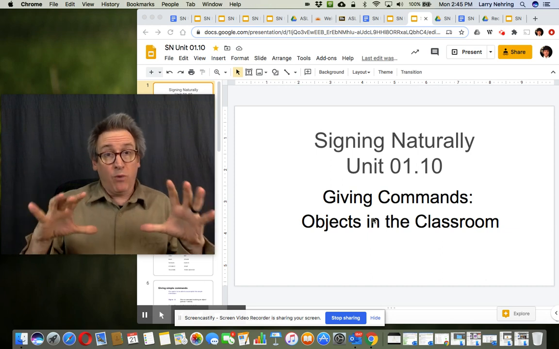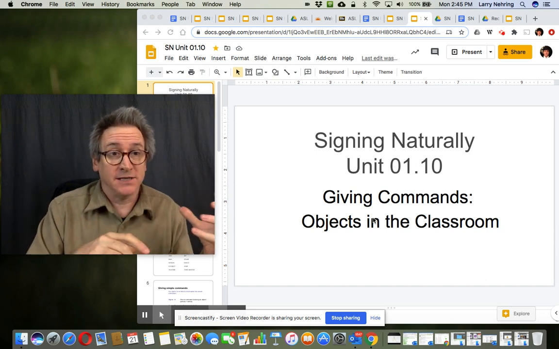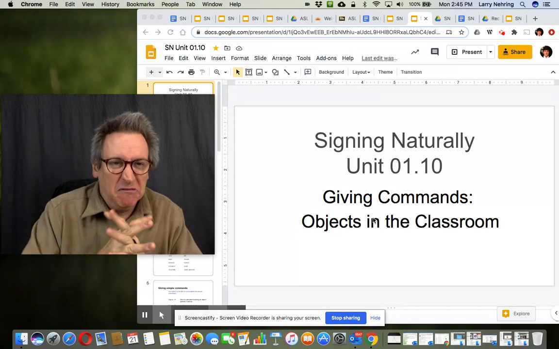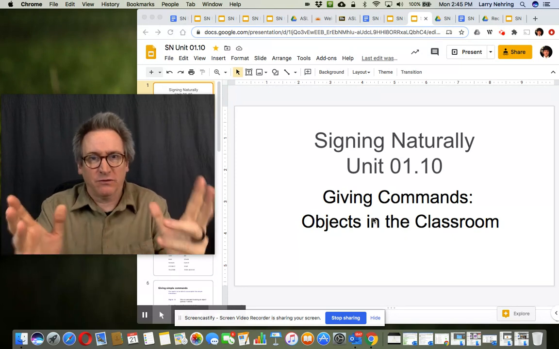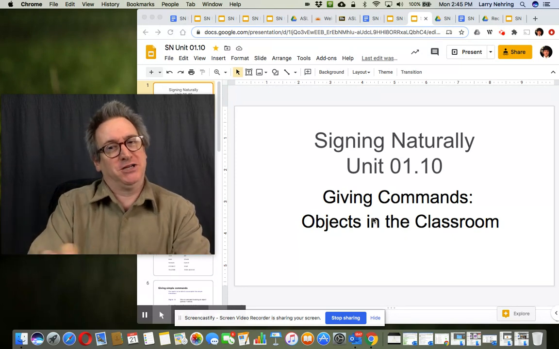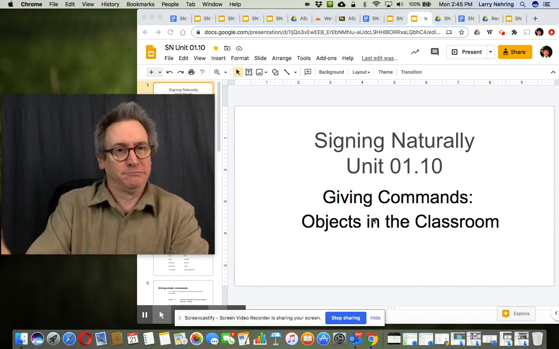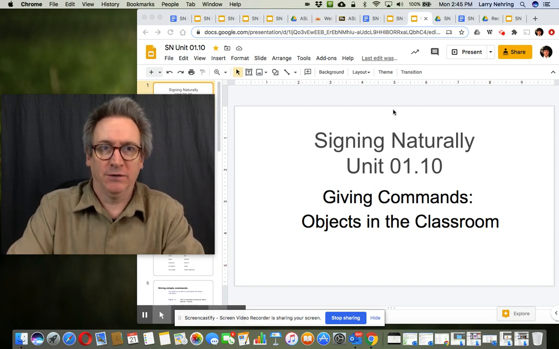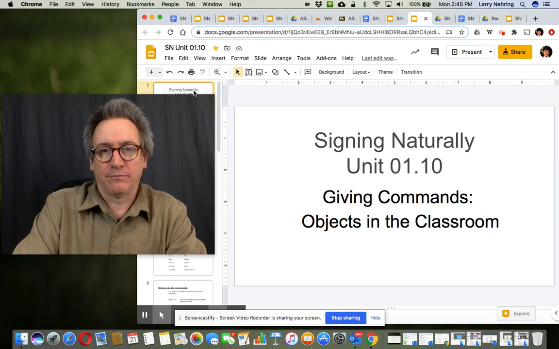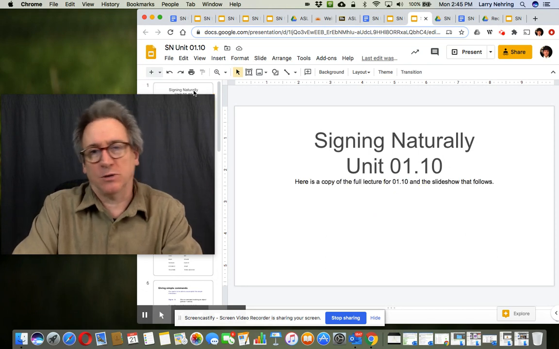Okay, so 1.10 is giving commands and objects in the classroom. I love giving commands in the classroom. Unfortunately, I should change this to say objects online, I don't know, through your webcam. So I'll put the whole lecture in there.